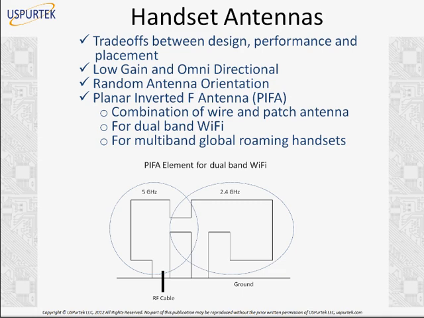So some unique designs have come up. The most common is the planar inverted F antenna, or PIFA design. In this design, you fabricate the antenna on a sort of PCB. In the picture, you see a PIFA element for a dual band Wi-Fi. Dual band means it supports both 5 gigahertz as well as 2.4 gigahertz, and you have an RF cable connecting over there at the lower end of the antenna. And this is basically fabricated on a planar surface. So that's why it's easy to pack it with the rest of the circuits in the handset.